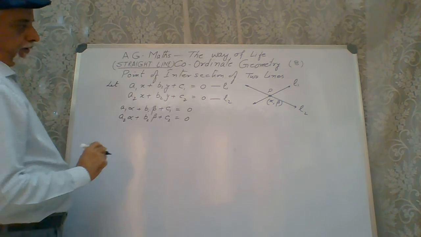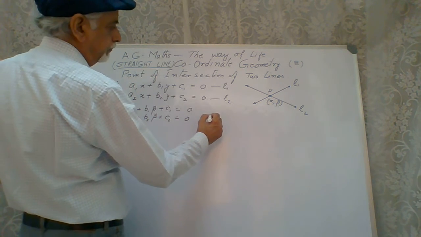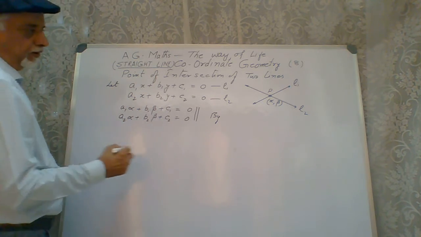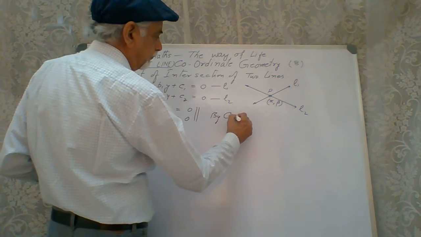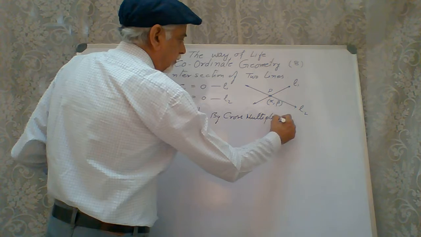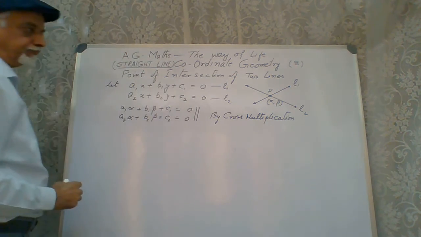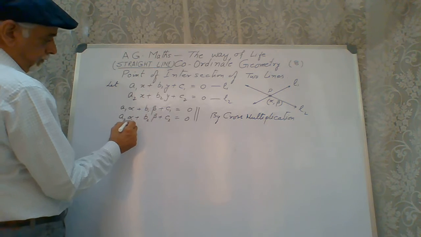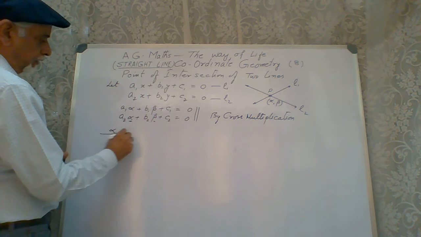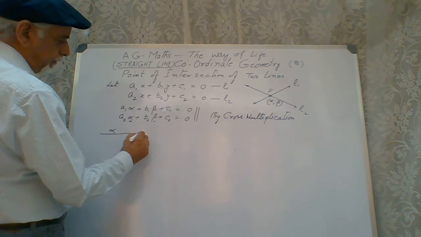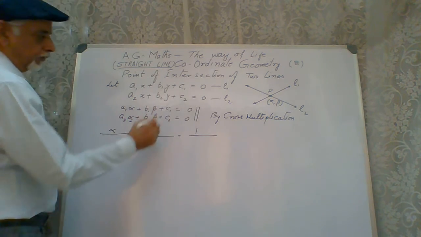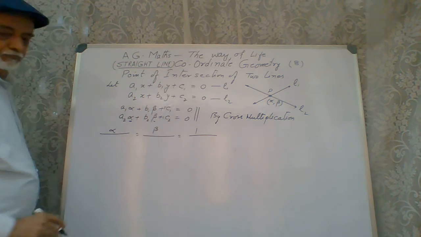Now we have to find alpha and beta, and we can find them by the method of cross multiplication, because we have to solve these two equations. Cross multiplication method, what is that? We write the variables: alpha over something, is equal to beta over something, is equal to 1 over something, because the coefficient of the constants is 1.